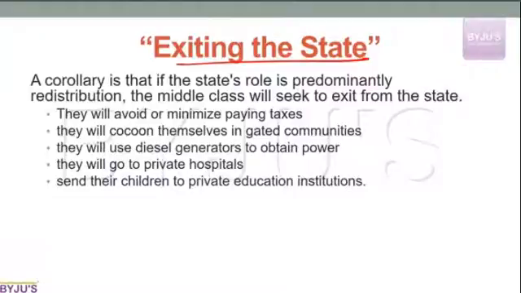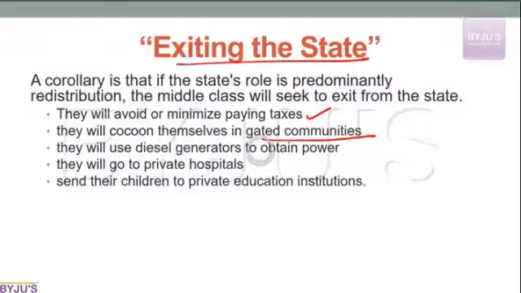Now this is called exiting from the state, important terminology. So these are things people might do when they exit from the state. When a person loses trust in the state, first they'll start avoiding taxes or minimize taxes as much as possible. They don't like paying taxes because they feel, I don't get any benefit from taxes, why should I pay any taxes? They'll start building gated communities, etc.